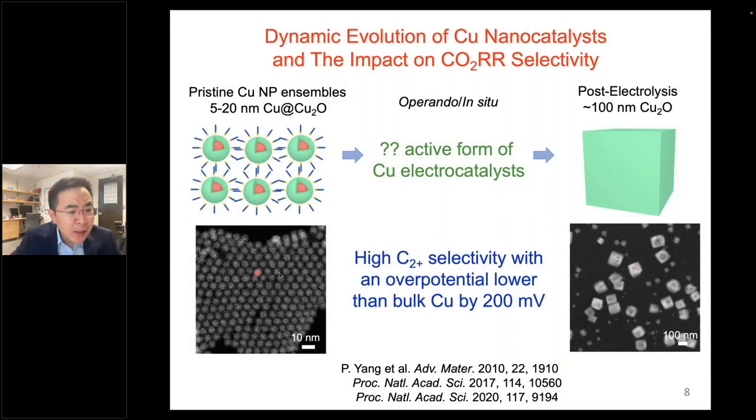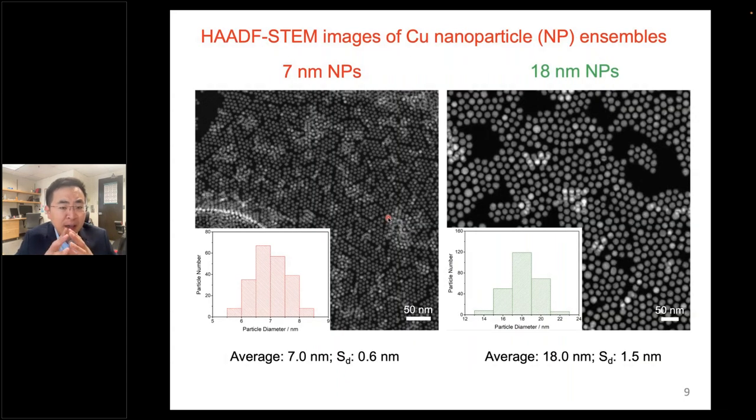If we really begin to look at individual particles, those particles are absolutely beautiful. The particle sizes vary from 7 to 10 to 18 nanometers, and we have almost sub-nanometer control of the particle size. So we know exactly where we start for the pristine morphology.